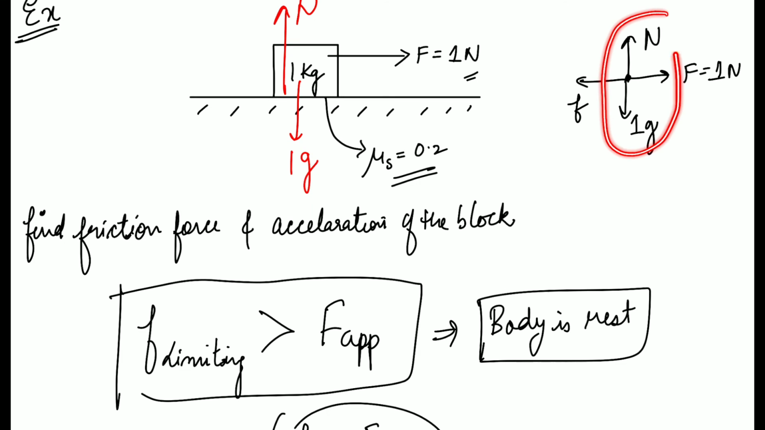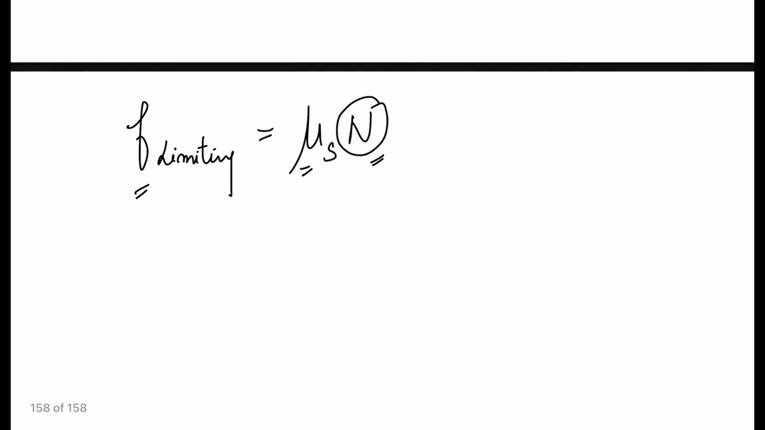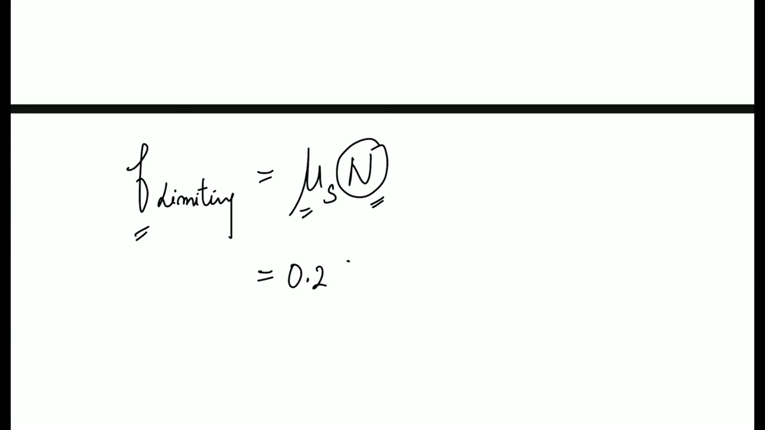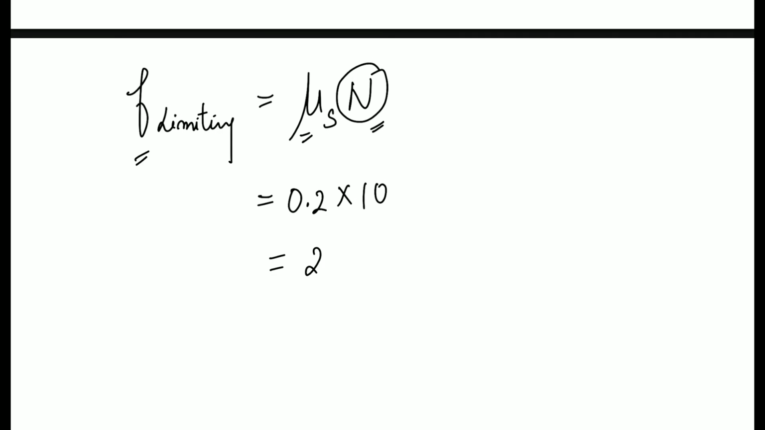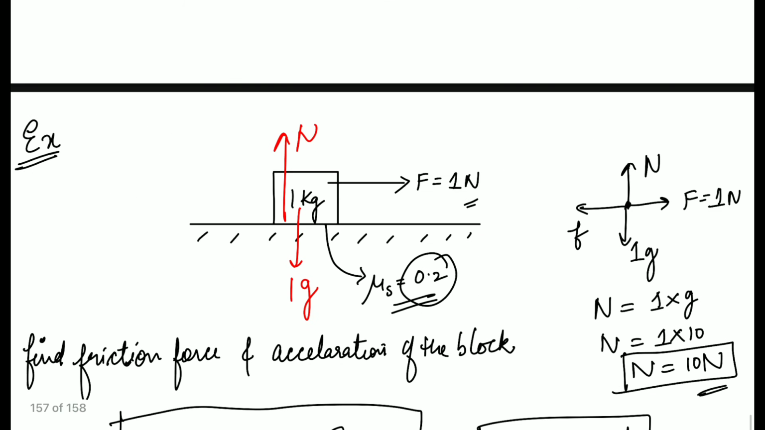From this free body diagram, I can see there is no vertical movement. So the normal reaction will be equal to 1 times g, which is 1 times 10, so the normal reaction is 10 Newton. Mu s has a value of 0.2, and 0.2 multiplied by 10 comes out to be 2 Newton. So F limiting, the maximum value of static friction, is 2 Newton. This is F static max, or F limiting.